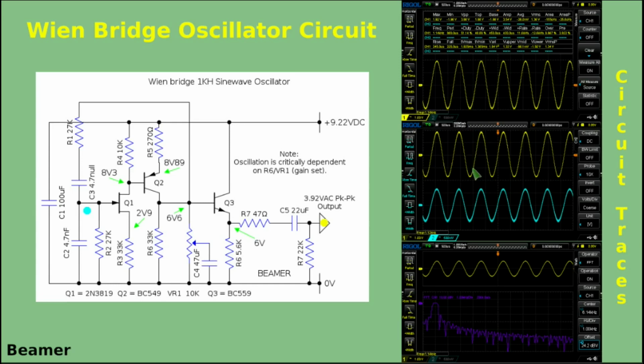Going down to the second trace, which I personally find more interesting because it highlights the difference between the input of the Wien Bridge and the output. You can see clearly here two things. One is that the input to the JFET is about 500 millivolts per division. So you're looking at about 1.3, 1.4 volts against 3.92. Well, that is approximately a third.